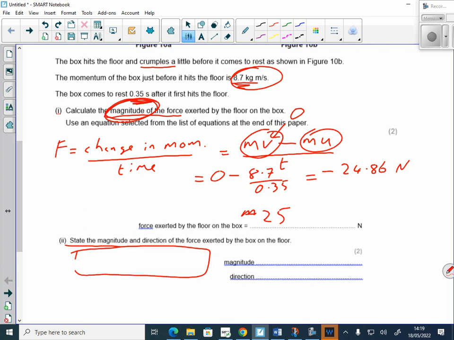And guess what? If the force of the floor on the box is 25 newtons, well, we've got an equal and opposite deal going on here. The force of the box on the floor is also 25 newtons. What's the direction? Well, it's the force on the floor. So it's going to be down. Yeah, the box is going to push down on the floor. And that's how that one works.